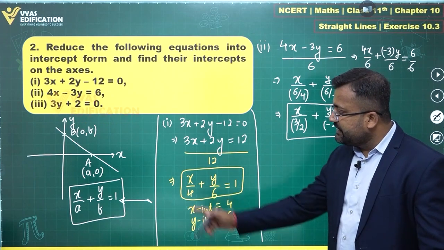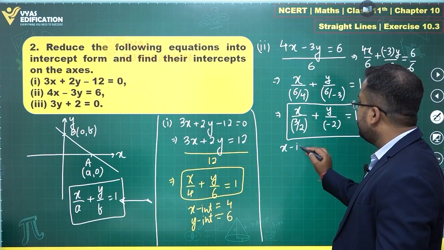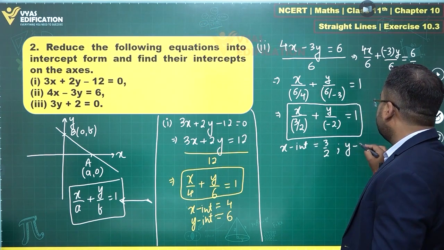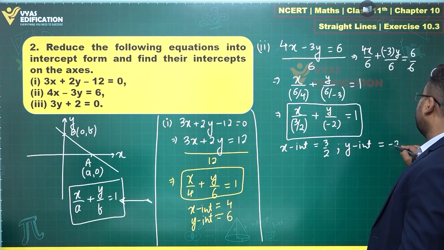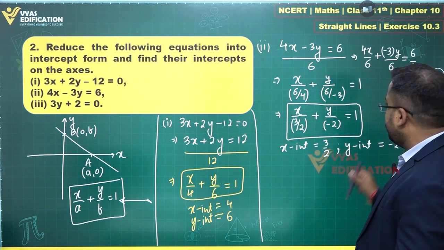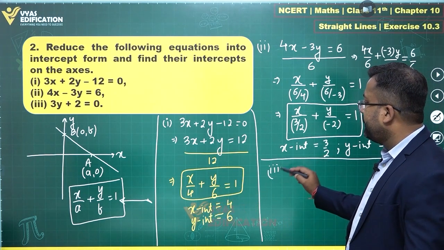This is the required intercept form, as you can clearly observe. And the x-intercept is equal to 3 by 2, and the y-intercept is equal to minus 2. That's what we have. The x-intercept is 3 by 2, that is the denominator of x, and the y-intercept is minus 2. What about the third part?